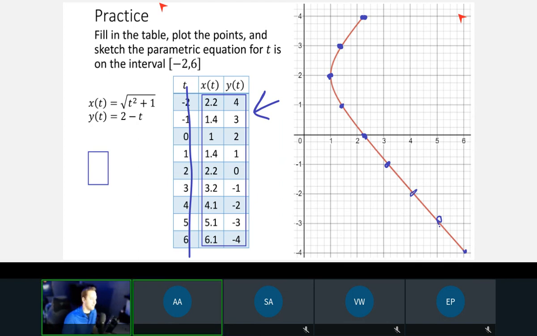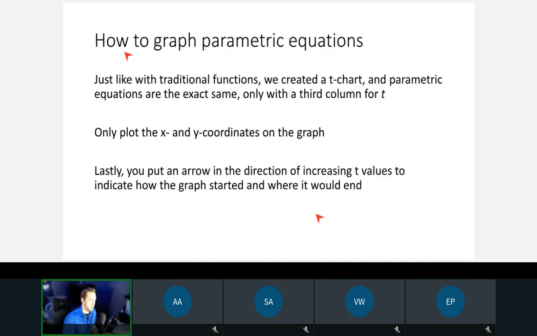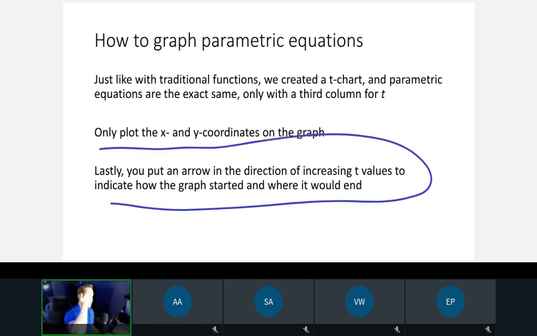All right. Now the part that I didn't do is this line right here. You have to create these arrows. Now in your modules, they're going to show that. Let me show what that looks like, because I believe on your test, you have one of these types of problems, and you have to know what those arrows mean. So you want to put the arrows in the direction of the increasing t value.